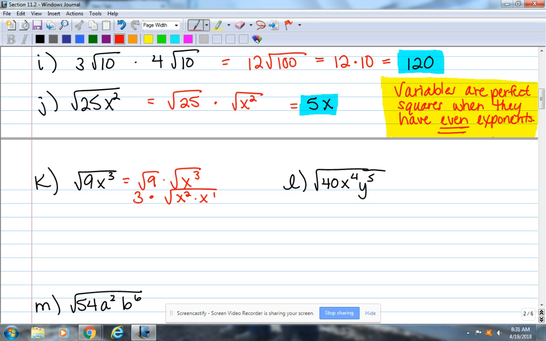All right? We can't take the square root of x, but we can take the square root of x squared, can't we? What is the square root of x squared? Just x. So that goes to the outside. So I have 3 times x radical x. Does that make sense? The square root of x squared is x. I pull it out, and I still have an x to the first. So my answer combined together is 3x radical x.